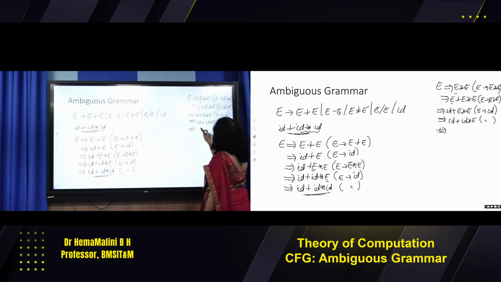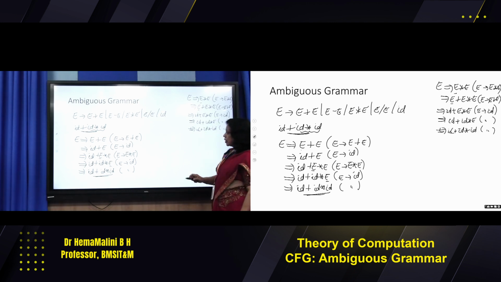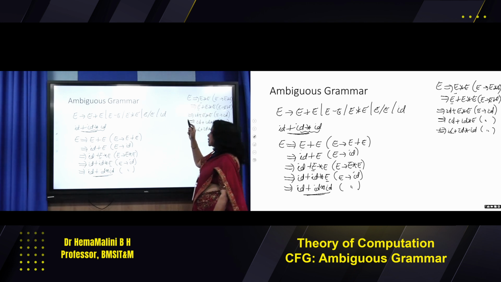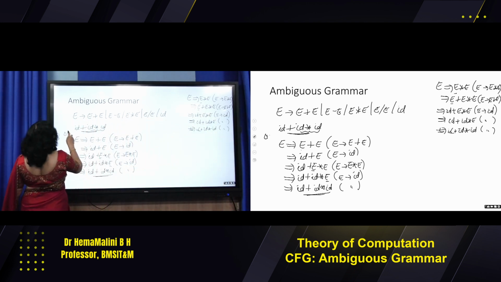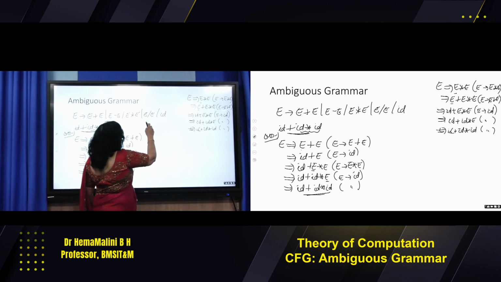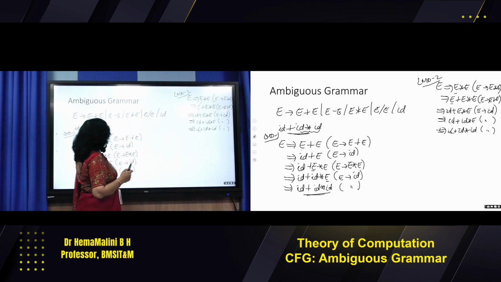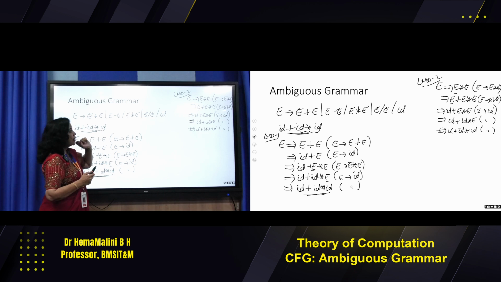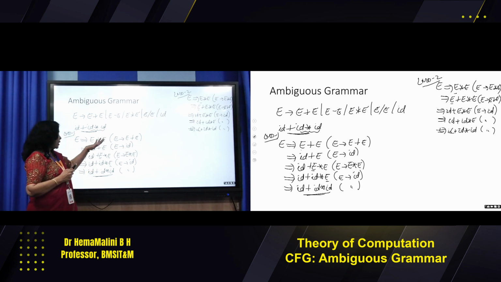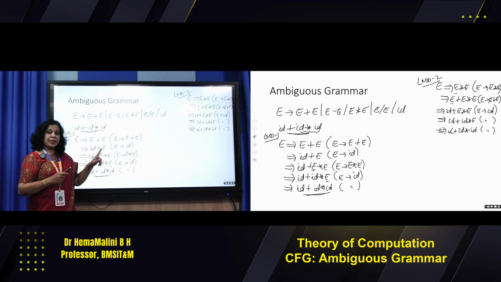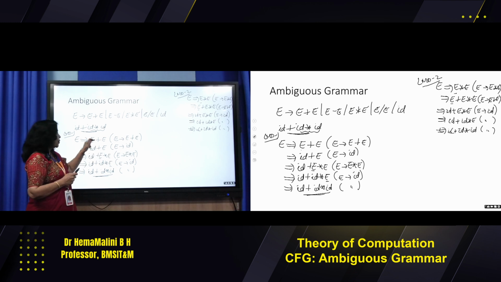Now ID plus ID star ID by putting the same production. Now look at the two LMDs. This is LMD1, this is LMD2. Okay. Here we started with E plus E, there we started with E star E. In the derivation process, if at least one step is different, then we say the grammar is said to be ambiguous. So here the first step is different, the grammar is ambiguous.